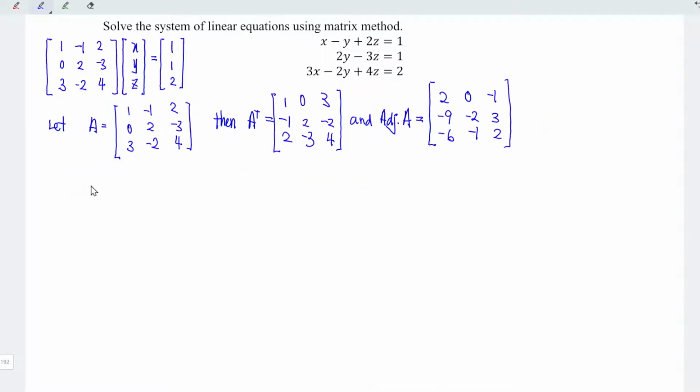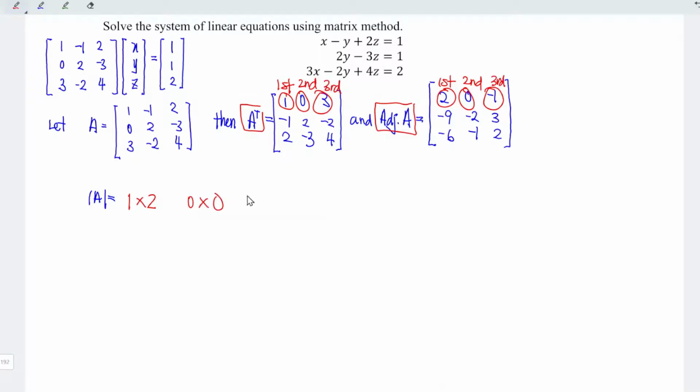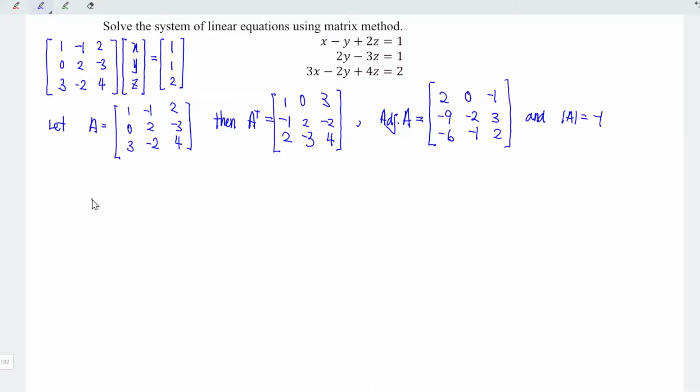Next, let's obtain the determinant of the matrix A. To obtain the determinant, we need the entries in the first row of the transpose matrix as well as the entries in the first row of the adjoint matrix. And we should apply multiplication for the corresponding position. So which means that for the first position 1, we should multiply with the first position of the second matrix, so times 2. Second with second, so we have 0 times 0, and third times third, so which means that we have 3 times negative 1, and we should add up, and this is equal to 1 times 2 is 2 plus 0, 3 times minus 1 is minus 3, and this is equal to negative 1.